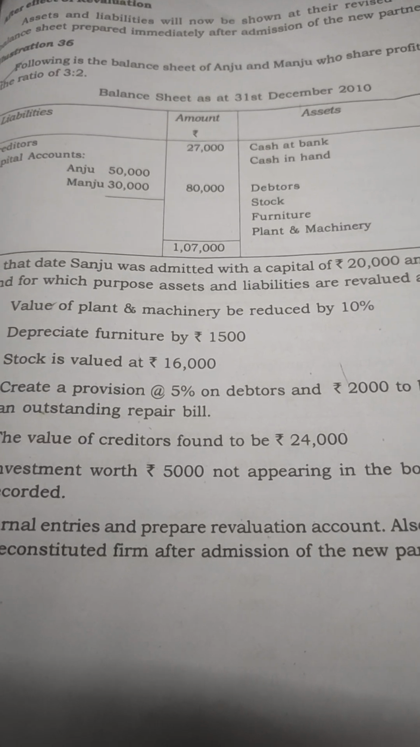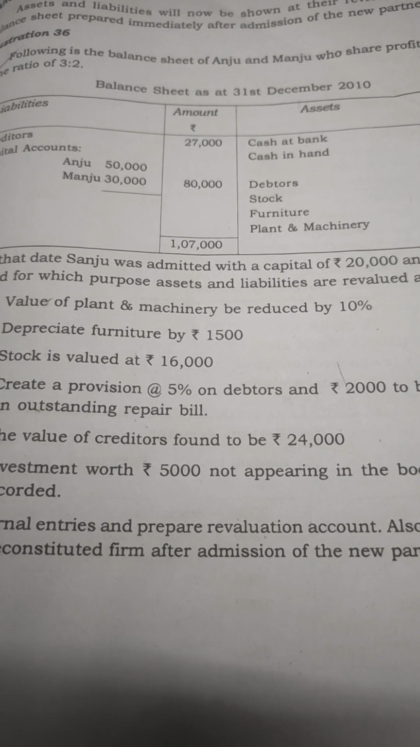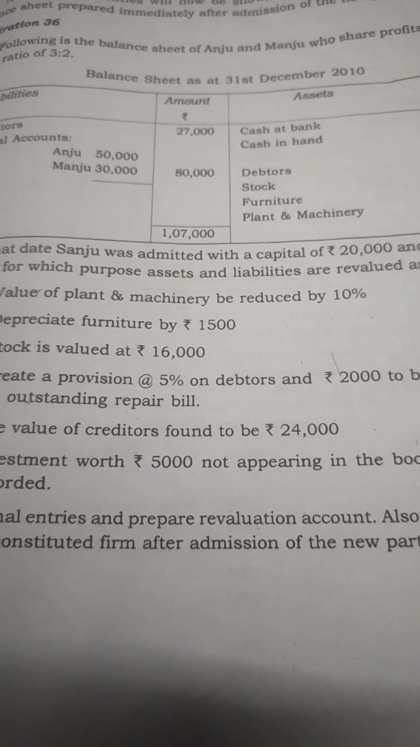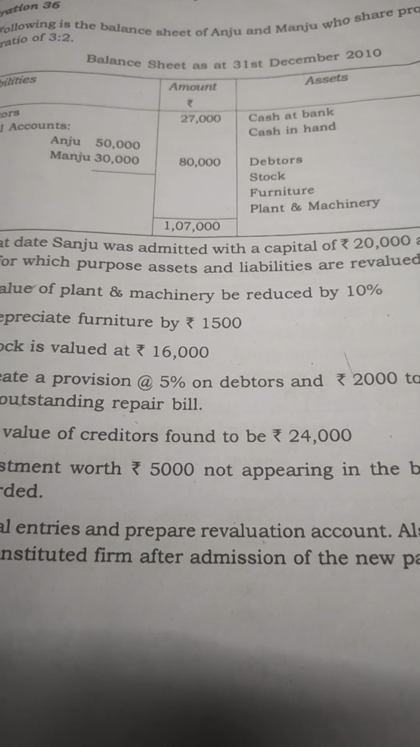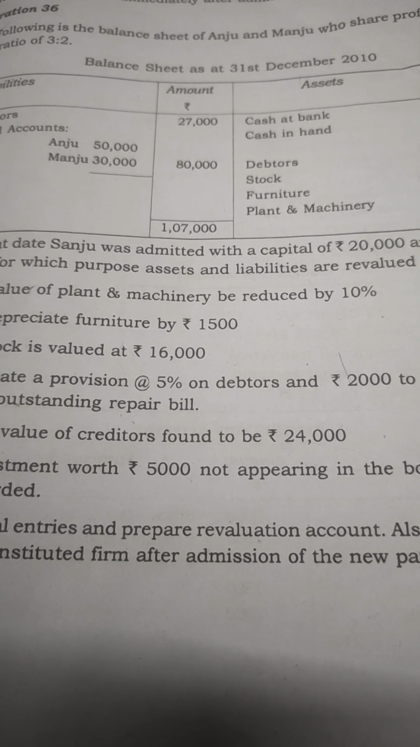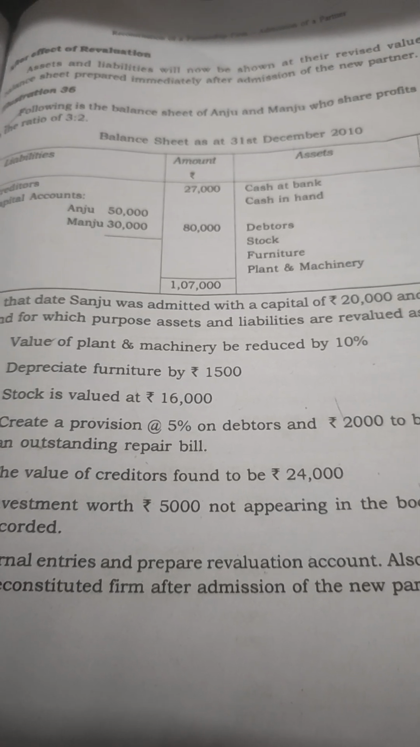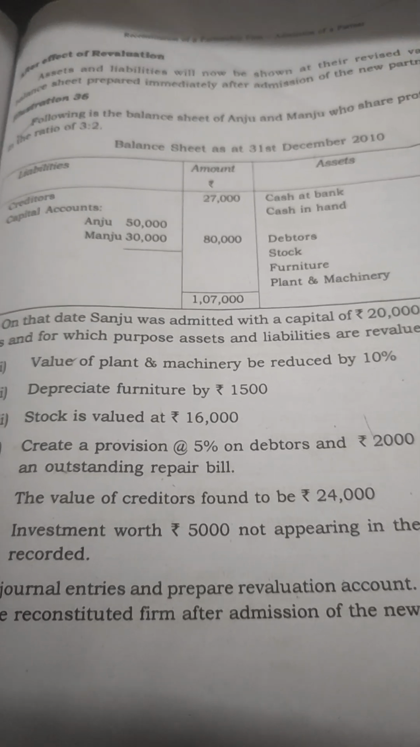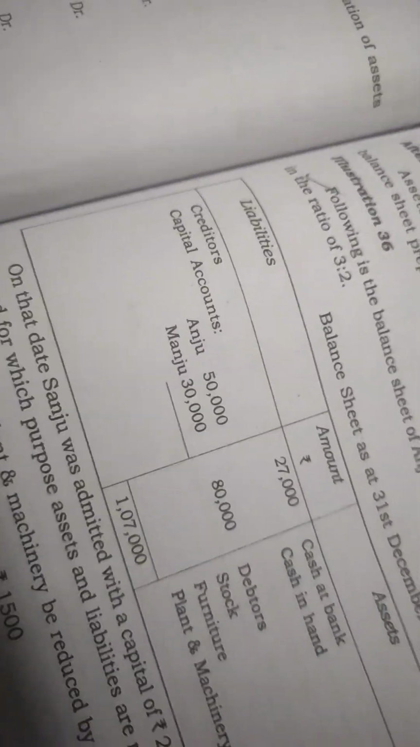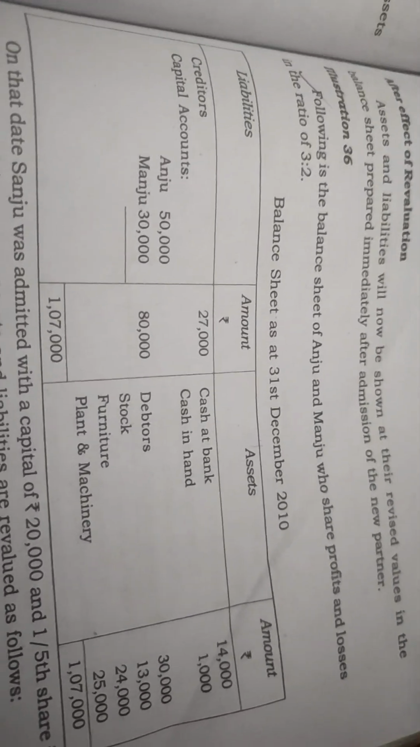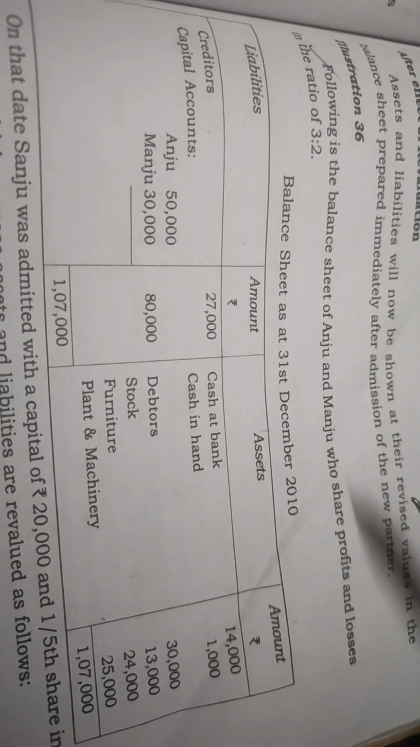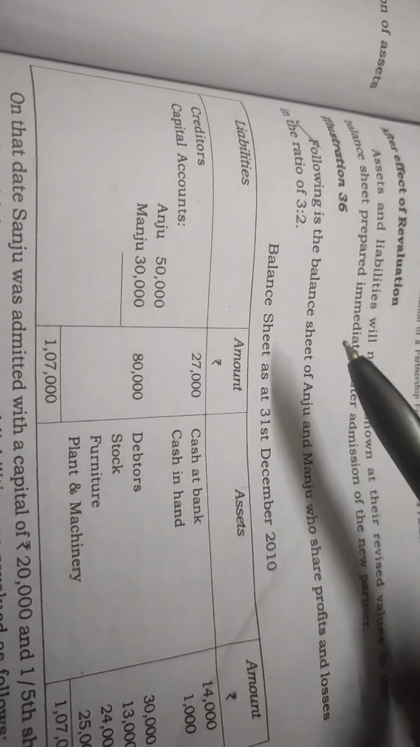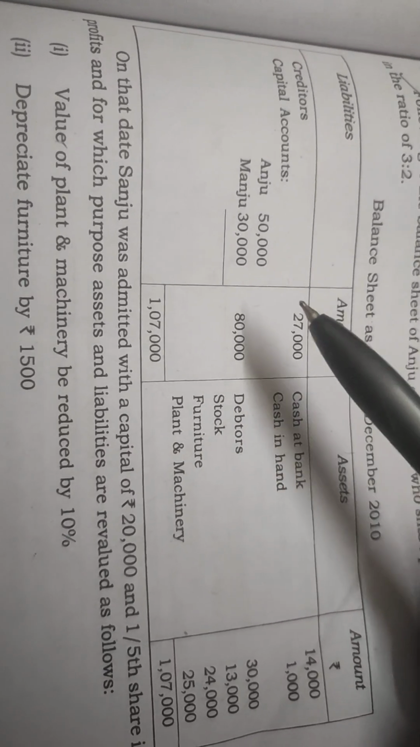Revaluation account is prepared at the time of admission, death or retirement of a partner to revalue the assets and liabilities to calculate the resulting profit or loss. So here a balance sheet is given of Anju and Manju who share the profits and losses in the ratio 3:2.